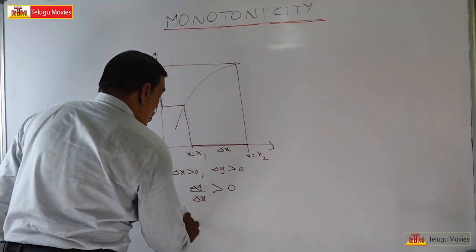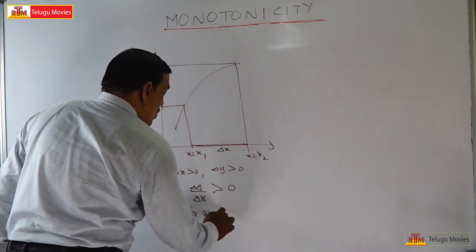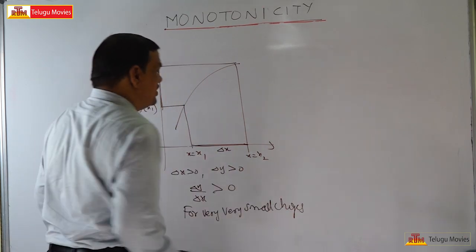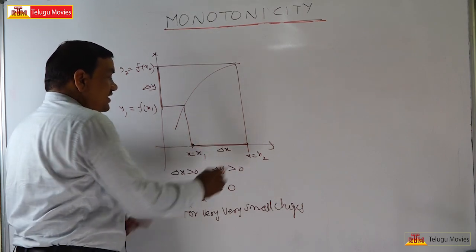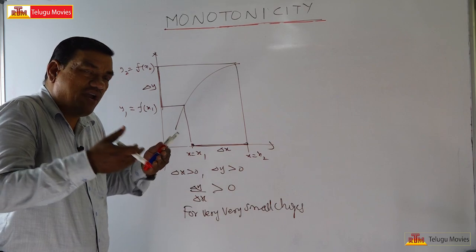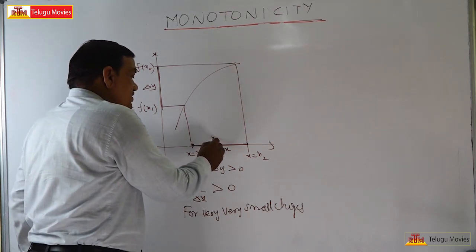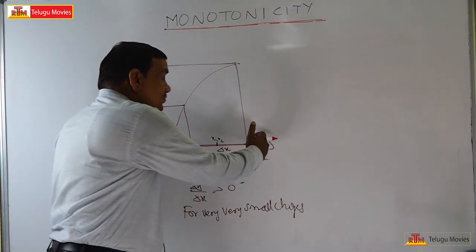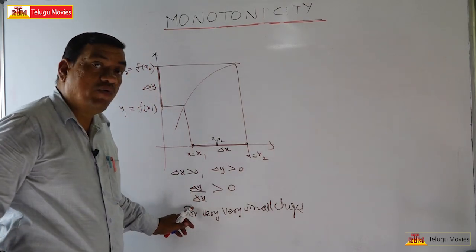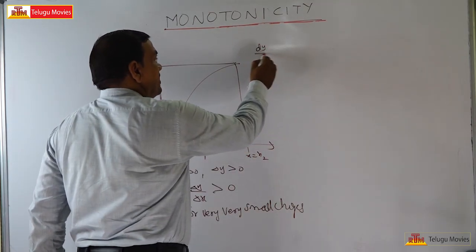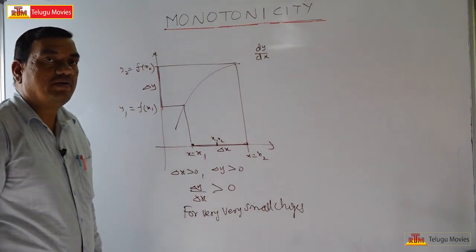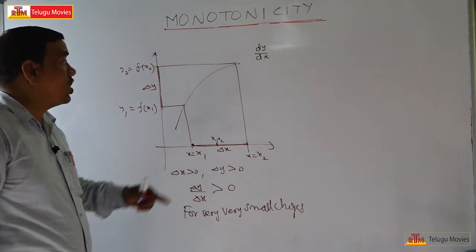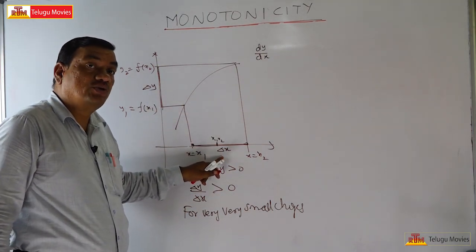For very, very small changes, that means what? If these two points, x1 and x2, come closer, just side by side, and you go on decreasing the difference, then this delta y by delta x will become dy by dx. Delta y by delta x becomes dy by dx for small changes. It is the rate of change of the y coordinates with respect to the x coordinates.